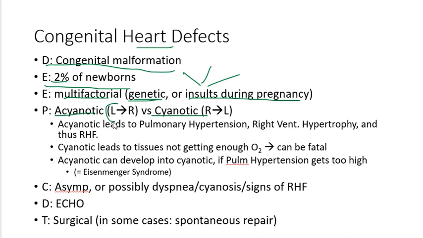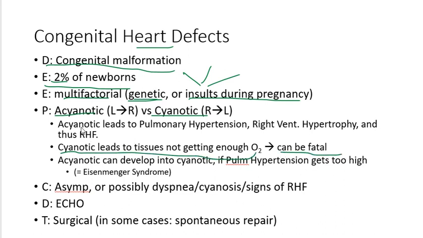So acyanotic is typically left to right, because when the oxygenated blood goes to the deoxygenated area, it'll just come back to the pulmonary circulation, to the lungs, it'll get oxygenated, go back to the left, and then eventually find its way back to the system. So there's no problem here. The right to left is very problematic, because you have effectively skipped the pulmonary circulation, you've skipped the oxygenation cycle, and so you jump straight into the left ventricle, which propels you into the system, and you have deoxygenated blood reaching the system, you have cyanosis, and yes. And so, as we'd covered, cyanotic congenital heart defects lead to not getting enough oxygen, and it can be fatal.